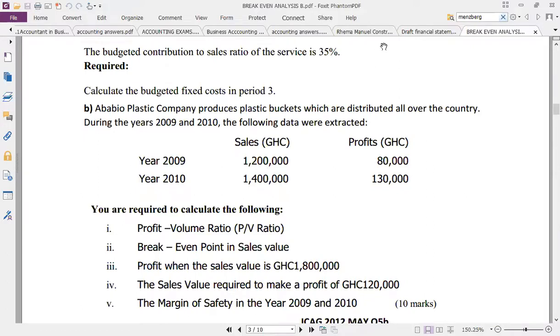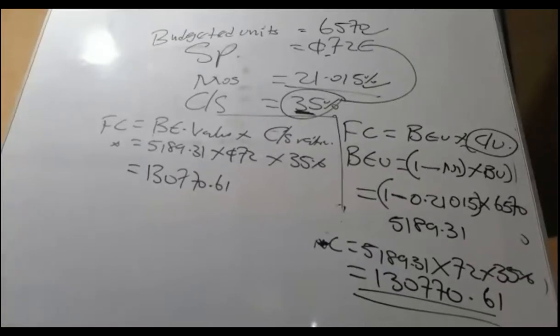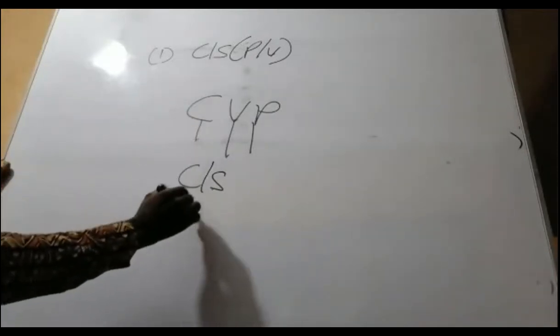So let's go to the board. CS ratio, how do you calculate CS ratio? For CS ratio, we said that CS ratio is equal to what? Which is the same as PV ratio. So either CS or PV, they are the same. But we are doing CVP, cost volume profit analysis. So CVP or CS ratio or PV ratio. How do we get it?